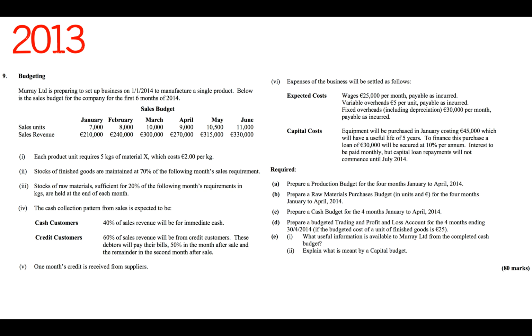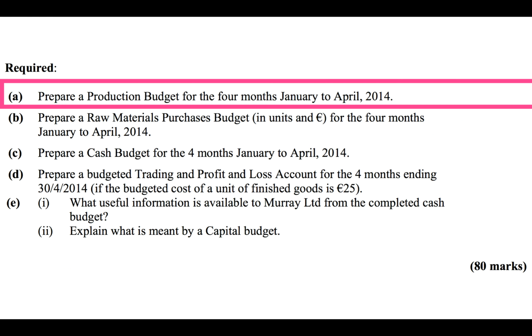E. Part 1. What useful information is available to Murray Limited from the completed cash budget? And then part 2. Explain what is meant by a capital budget.